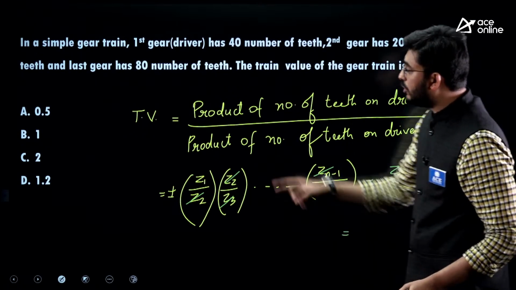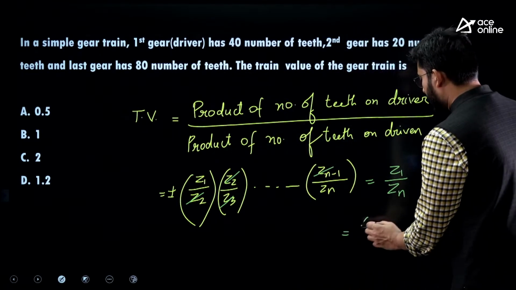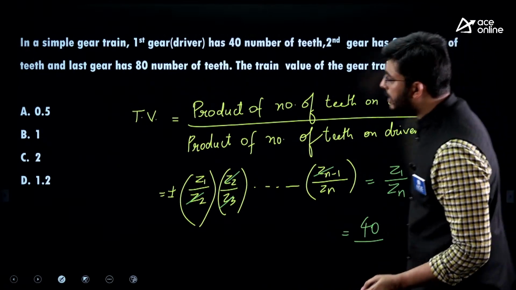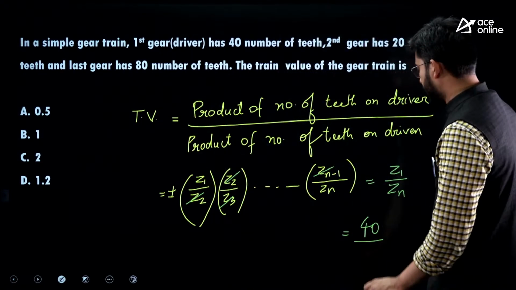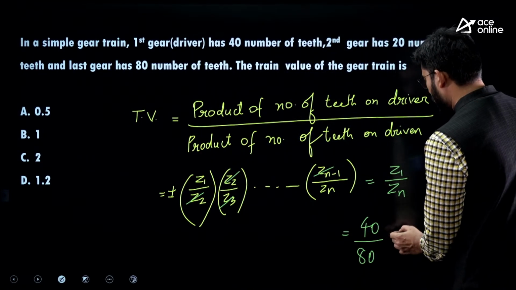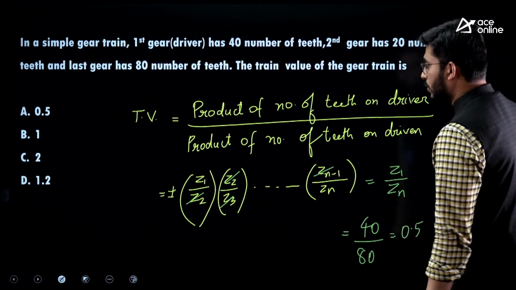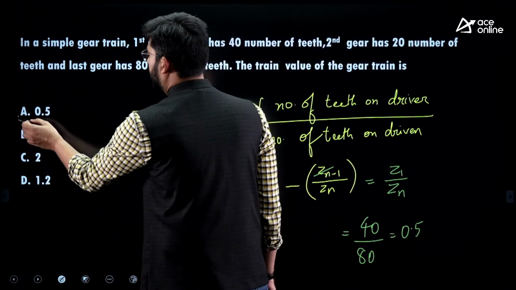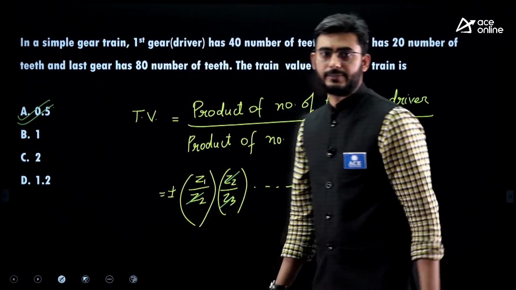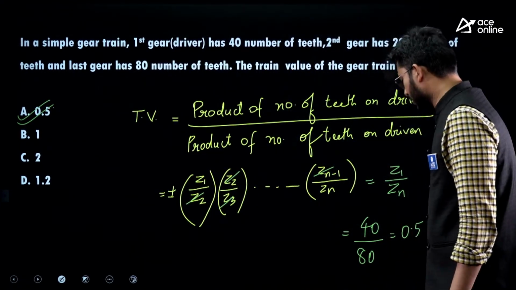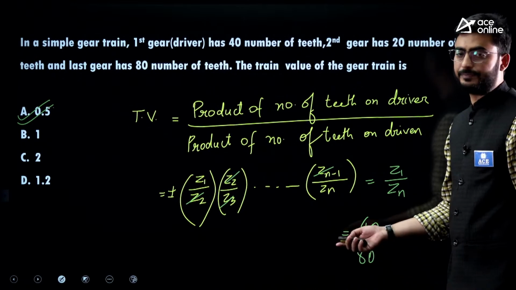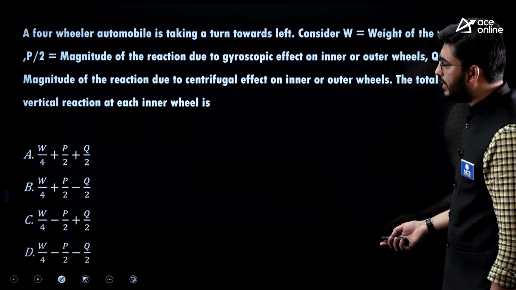So the number of teeth on first gear is 40 and the number of teeth on the last gear is 80. That is 40 by 80, which is equal to 0.5. Option A will be the answer. Okay, option A will be the answer. All right, next, let us move to the next question.